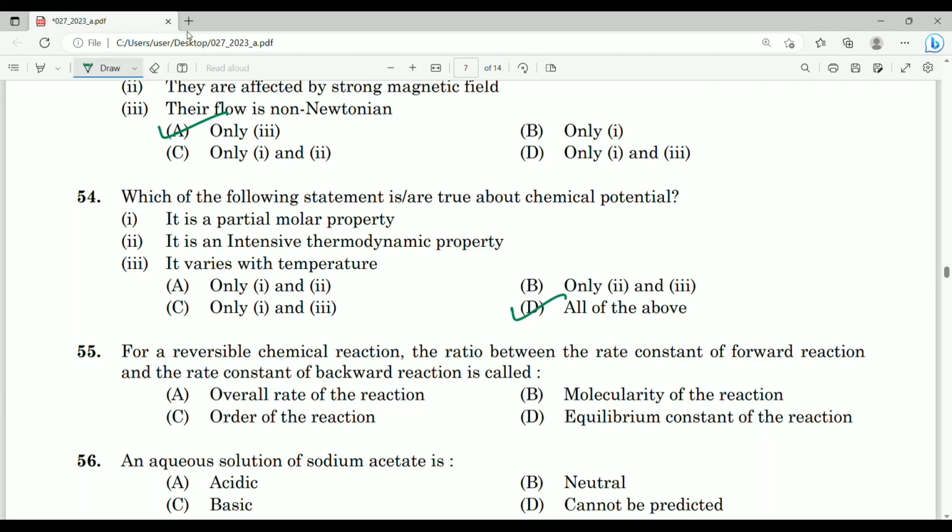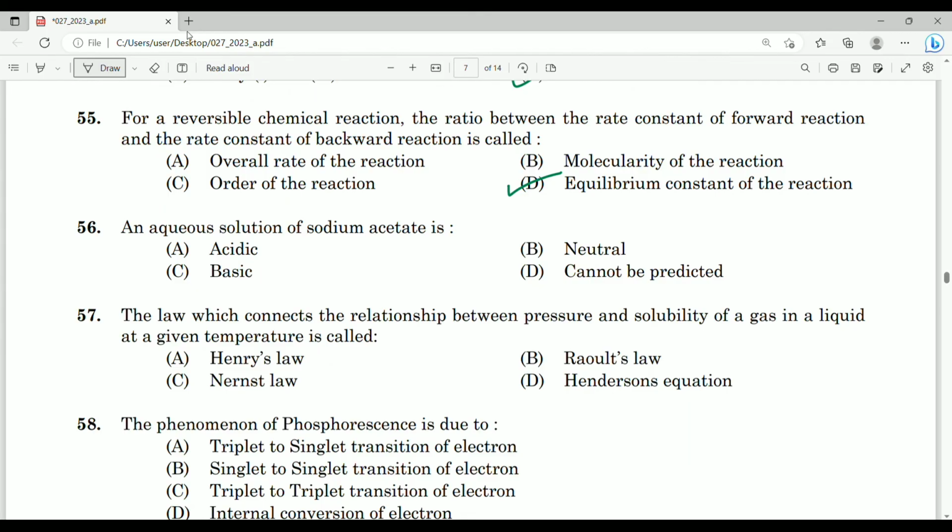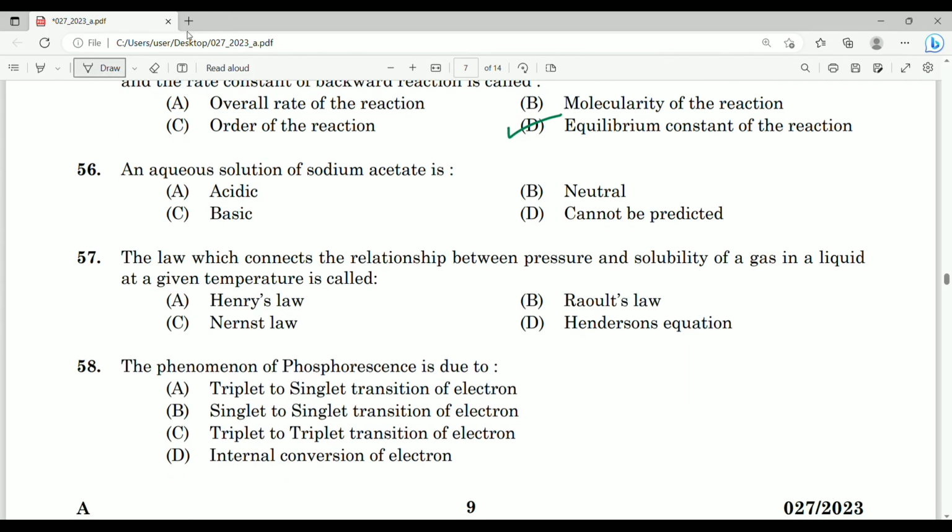55. For a reversible chemical reaction, the ratio between the rate constant of forward reaction and rate constant of backward reaction is called equilibrium constant of the reaction. 56. An aqueous solution of sodium acetate is basic. 57. The law which connects the relationship between pressure and solubility of a gas in a liquid at a given temperature is called Henry's law. 58. The phenomenon of phosphorescence is due to triplet to singlet transition of electron. Next question.